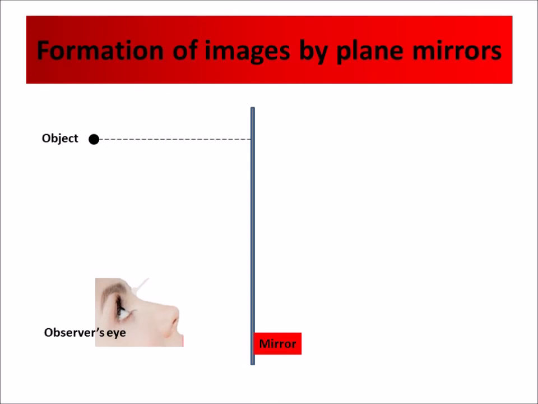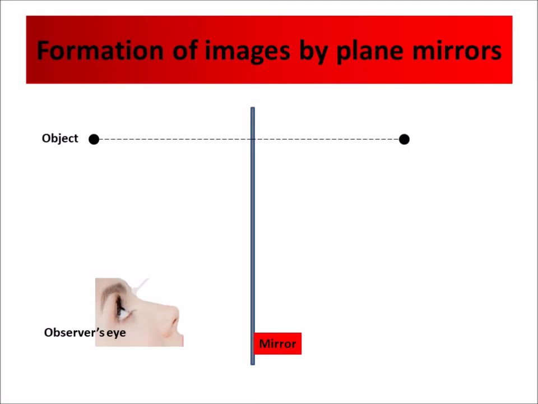So that is the distance between the object and the mirror. Then the distance between the mirror and the image. Then we put the image at that point. So ensure that those lines are perpendicular to the mirror. Secondly, let's mark the point of reflection.